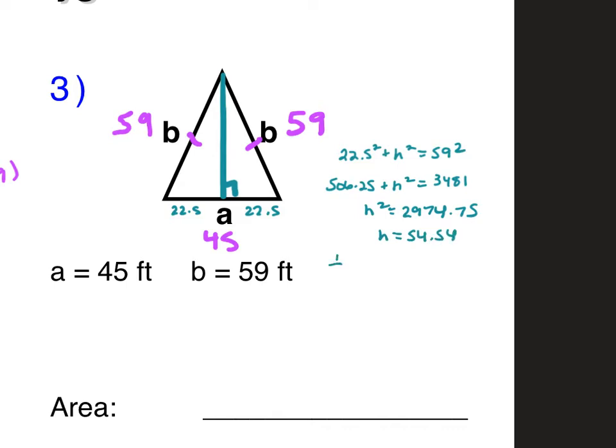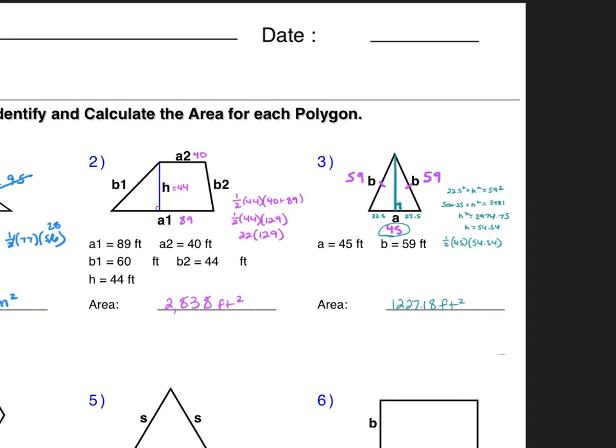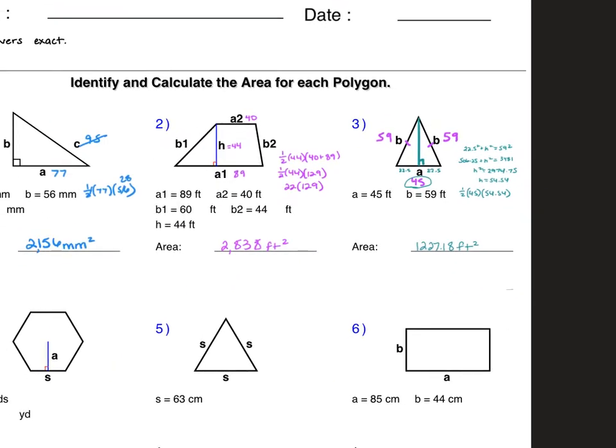So then I would do 1/2 the base, which is A, times the height. So I'm going to multiply by 45 and then just divide it by 2. So depending on how you round it, it would have been close to 1,227.18.